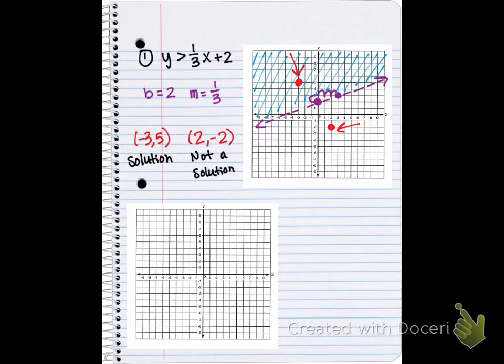On your class cake today, you'll be asked to identify points that are solutions and points that are not solutions. So you need to know that a point that is in the shaded area is considered a solution to the inequality. A point that's not in the shaded area is considered not a solution to the inequality.